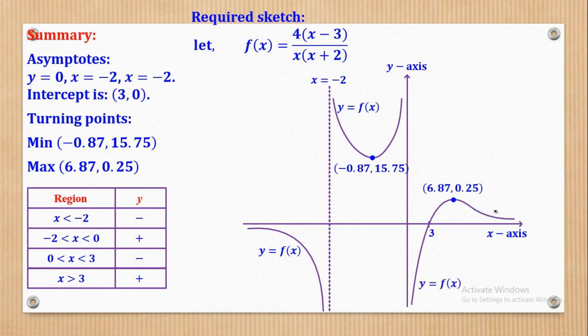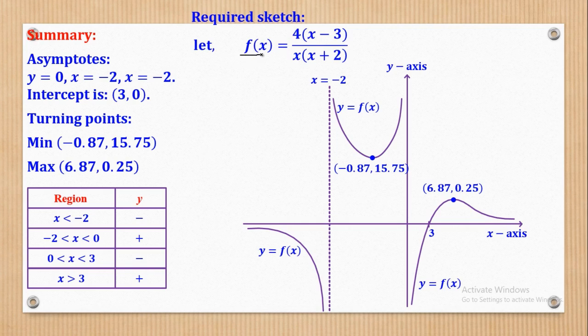So you must be keen at this step. It doesn't continue here, because here we don't have an asymptote. And also when you look at this sketch, this region, here greater than 3, it must be positive. But if it comes and crosses 0, it implies that now it has become negative. So it may be confusing, but as we do more examples, you'll realize the trick behind this sketching.